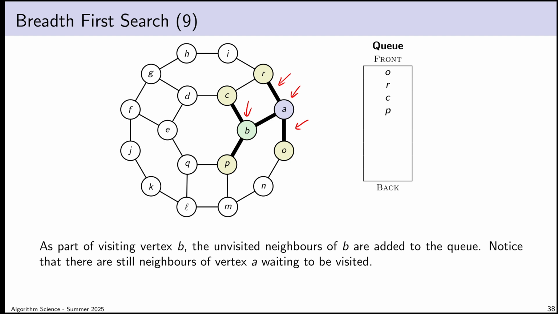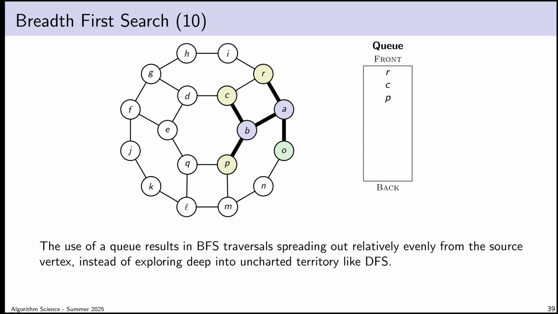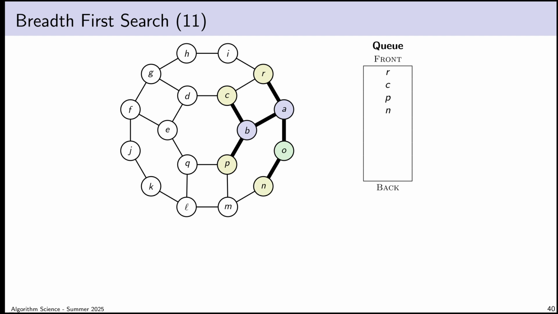So it's similar to DFS where we could use a parent array. But the edges along which we actually perform the visit, the edge between a vertex and one of its unvisited neighbors that's added to the queue, that becomes a tree edge of my BFS tree. All right, so I then proceed with vertex O, and I add its unvisited neighbor N.